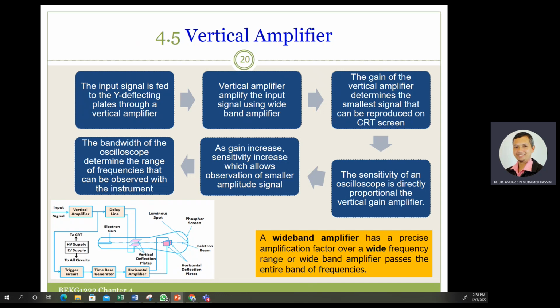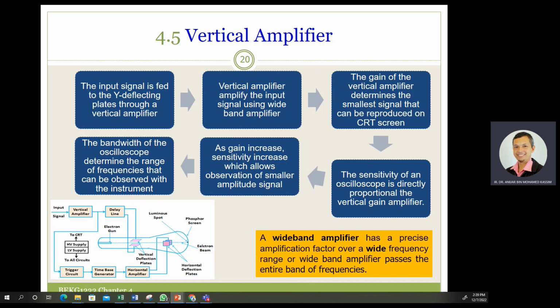If we increase the sensitivity of the oscilloscope, that means the vertical amplifier gain will also increase. Therefore, it is directly proportional. As gain increases, the sensitivity increases, which allows the observation of a smaller amplitude signal. The bandwidth of the oscilloscope determines the range of frequencies that can be observed with the instrument. This is how the vertical amplifier functions inside the CRT.